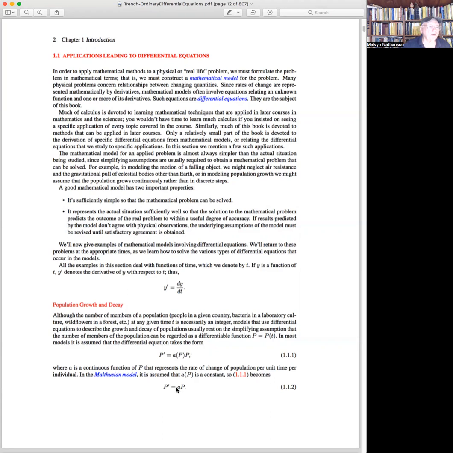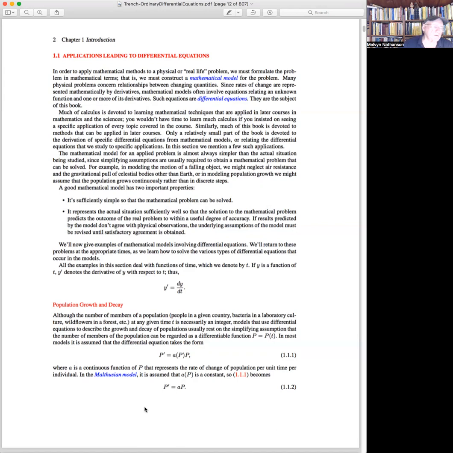population. So in the simplest case, which you certainly studied in Calc 1, you have a function P whose derivative is some constant times P. So the rate of change, the rate of growth of the population is always proportional to the size of the population. The bigger the population, the faster it grows. The smaller the population, the slower it grows. So this is really the world's simplest ordinary differential equation.